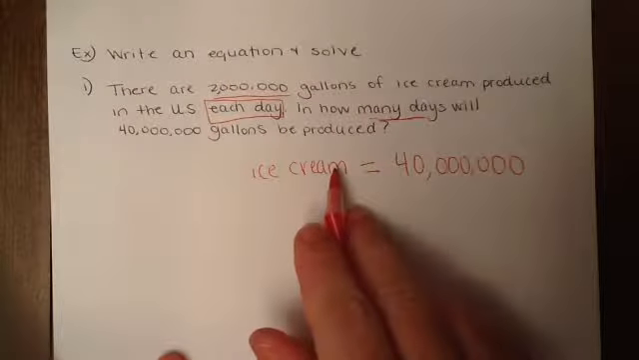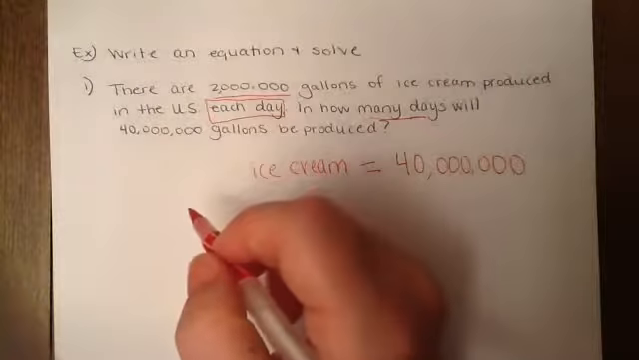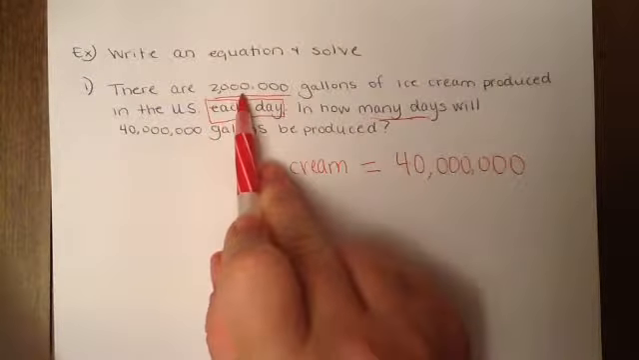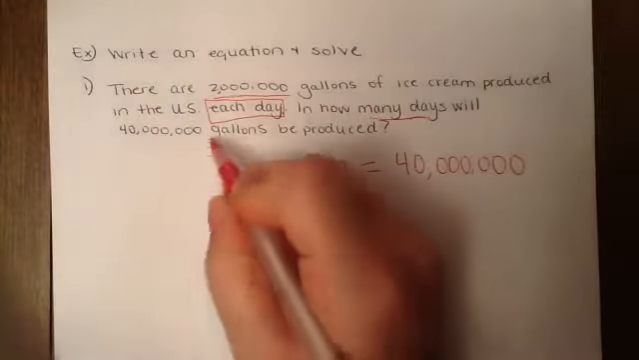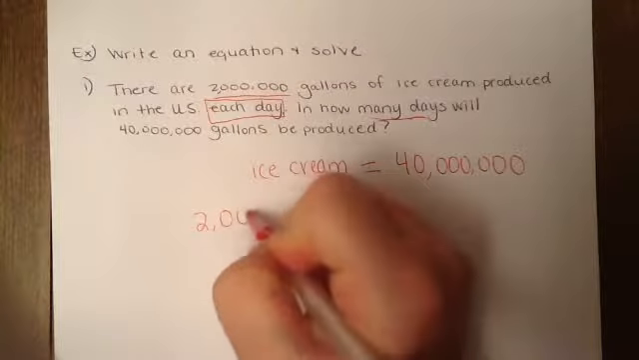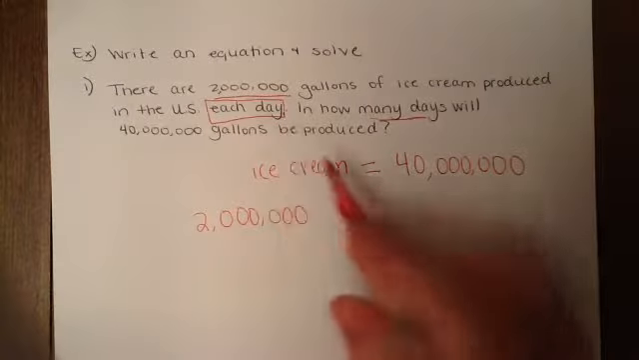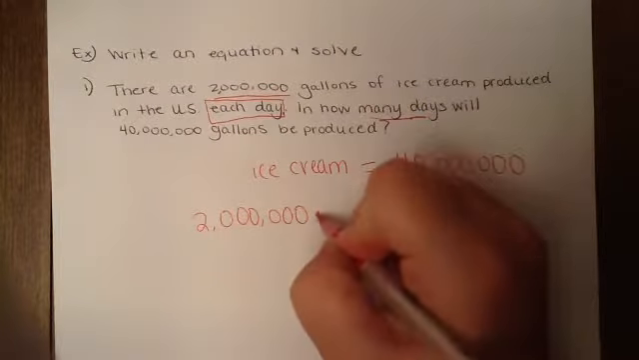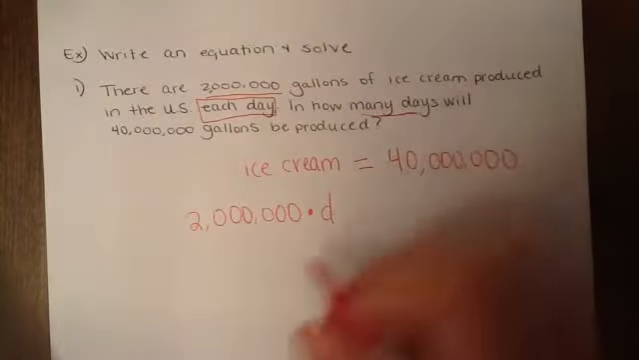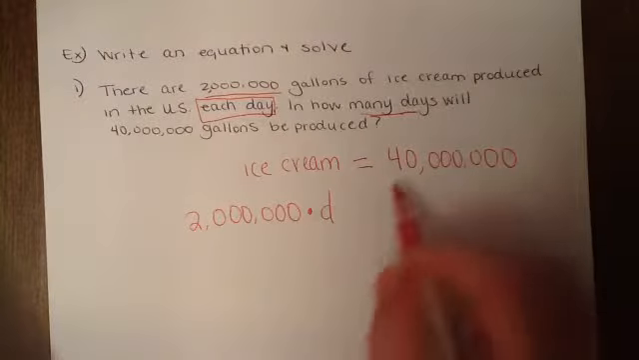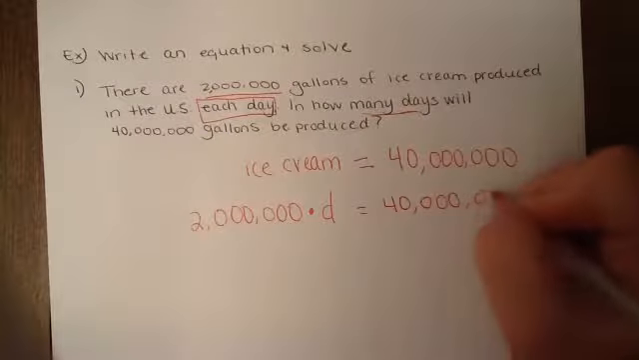Well, how do I get the 40 million? 2 million each day. What operation is happening here? Multiplying. 2 million every day over and over again is multiplication. So I have 2 million each day, so it's repeating, so that gives me multiplication. And do I know the number of days yet? No, so I'm going to put a D. 2 million times the number of days equals our 40 million total.